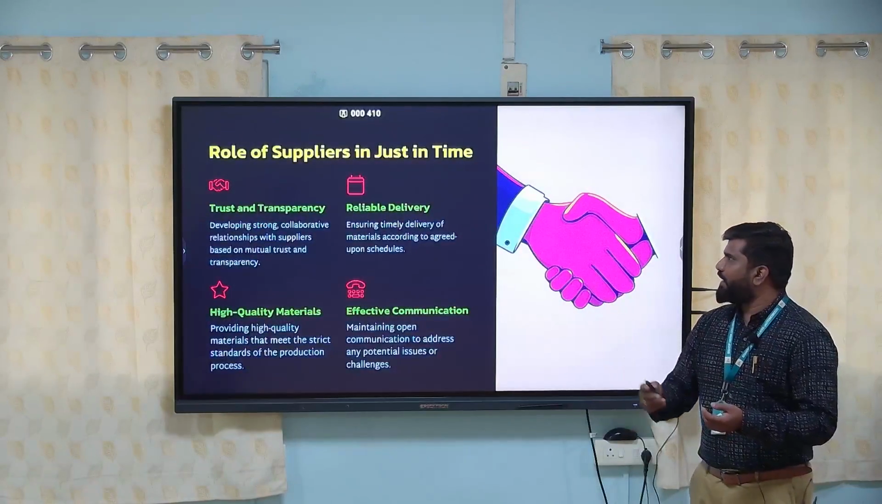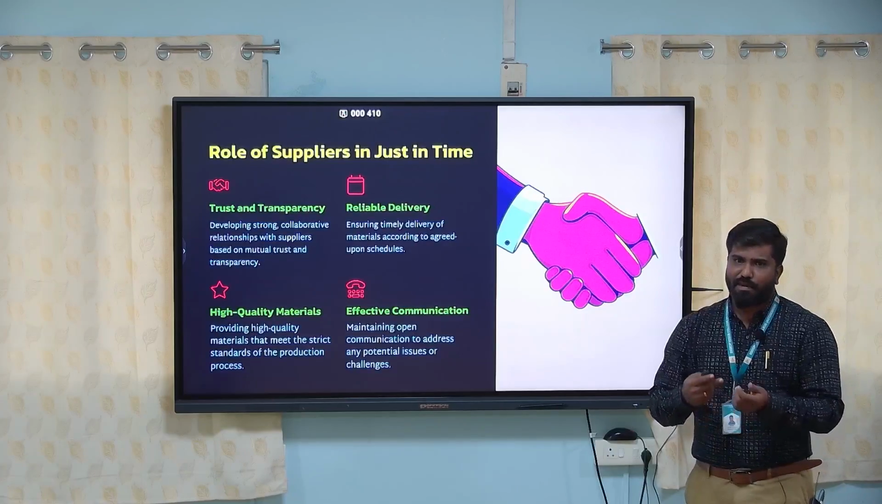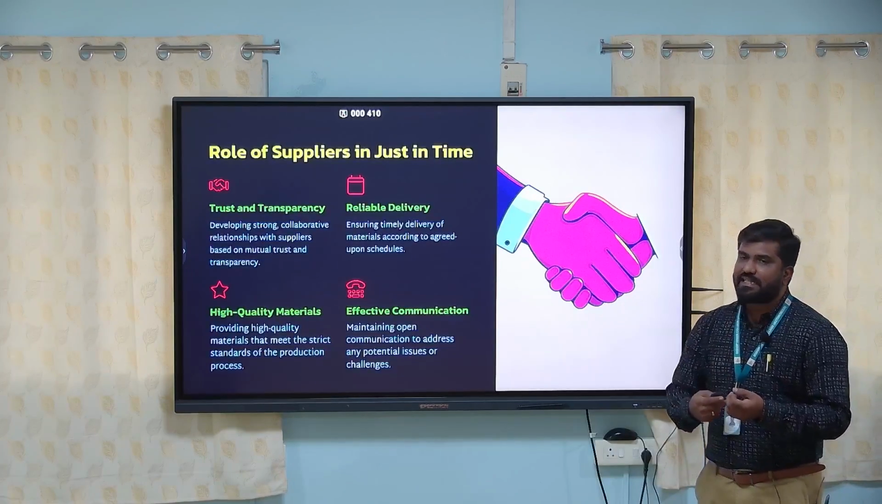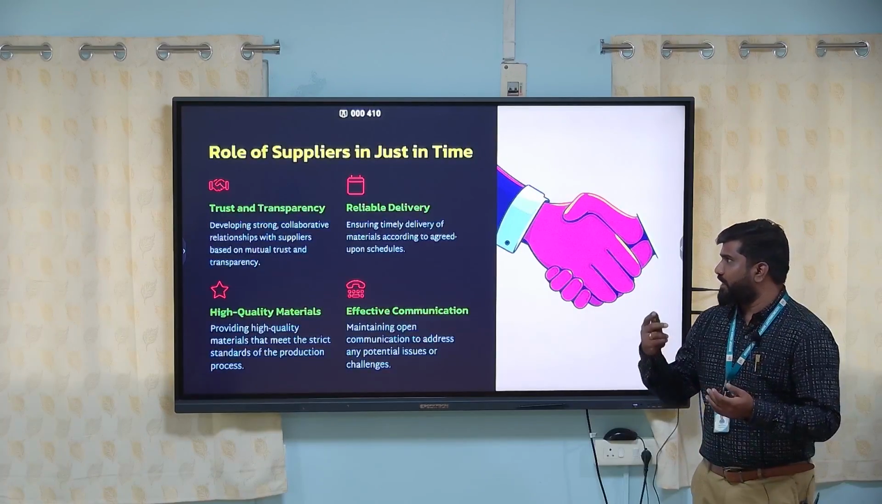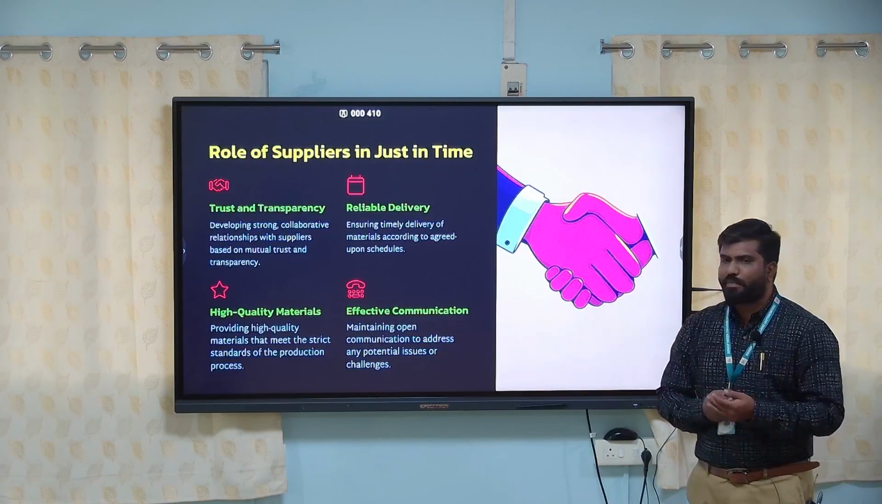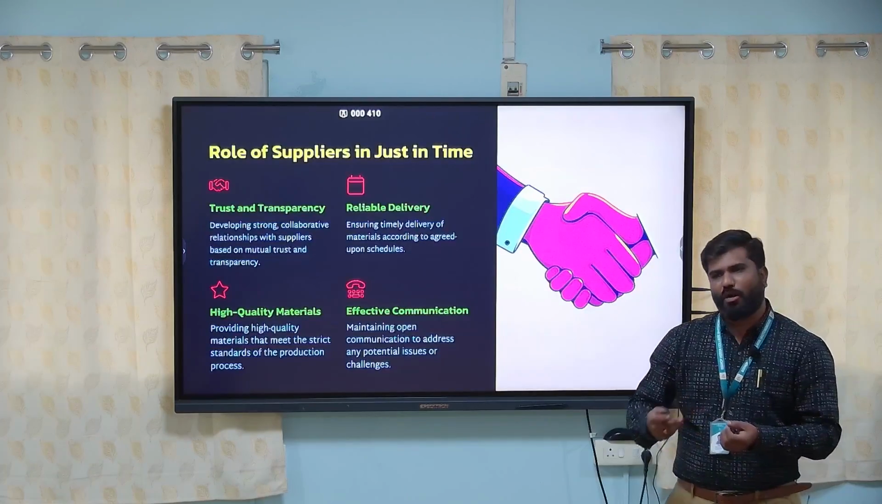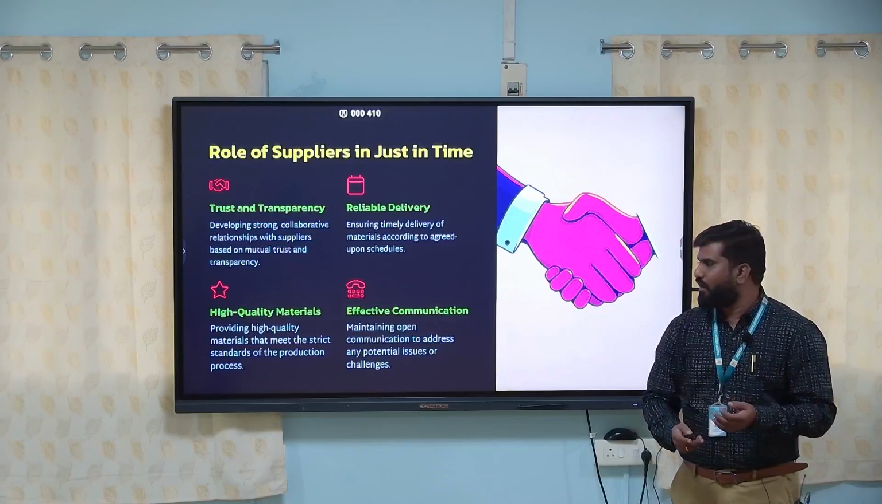So the role of suppliers is a very important thing in just in time. As I said, when suppliers fail, our production unit also fails. So trust and transparency should be there with the suppliers. Reliable delivery should happen. High quality materials, the quality of the material should not be compromised in any way. Effective communication should also happen there.